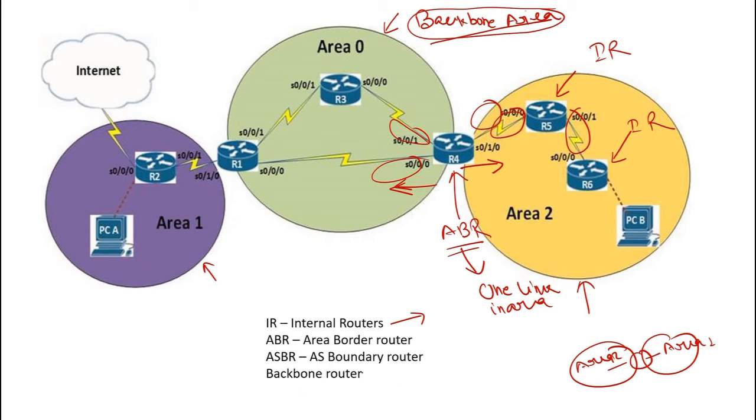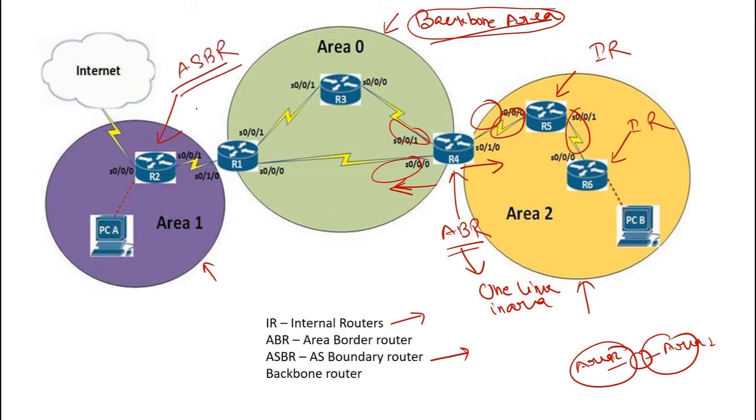Fine. Next thing is our ASBR. ASBR is known as the autonomous system boundary router. So these are the routers which are connected to our internet. So let's say this router is connected to our internet. So this router we will call the ASBR.